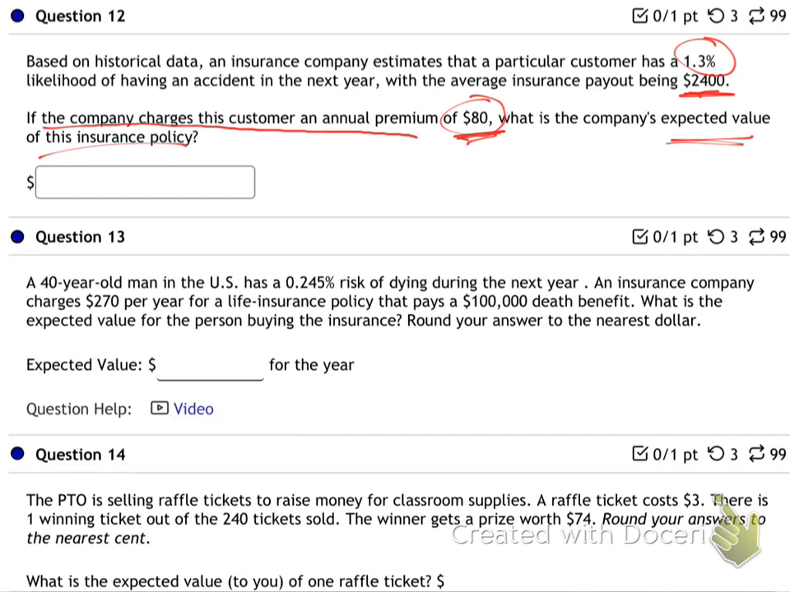What is the company's expected value of the insurance policy? So what does the company expect to make every year off the insurance policy? It's just like the warranty, right? Same kind of thing. That's all an insurance policy is, like a warranty. $80 is their charge per year, which is crazy low. There's a 1.3% chance of an accident, and in the case of an accident, they pay out an average of $2,400 per accident.